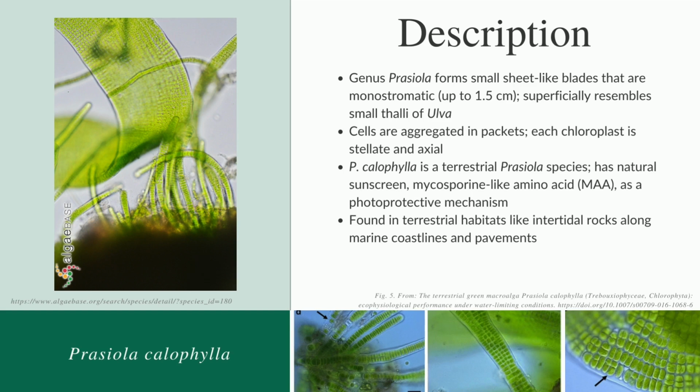What's interesting about this phycology is that it is a terrestrial species. Unlike other species of the genus, it thrives in terrestrial habitats like intertidal docks and pavements. It can survive these conditions because it has a natural sunscreen, MAA, which acts as its photoprotective mechanism.